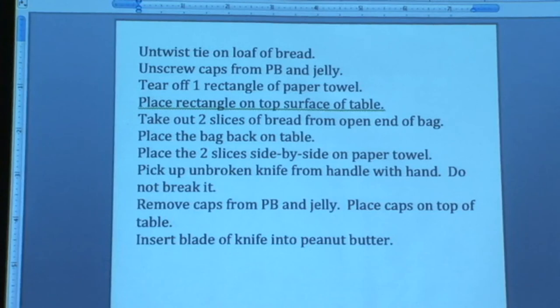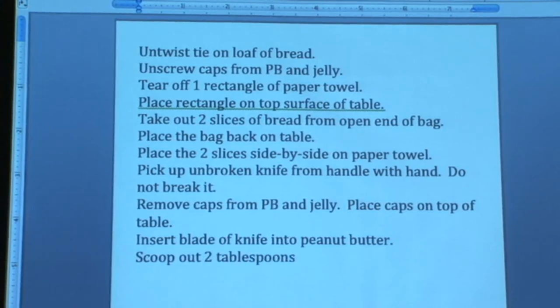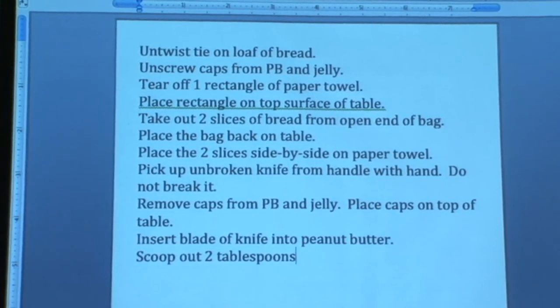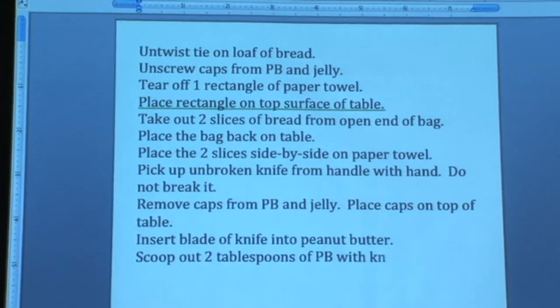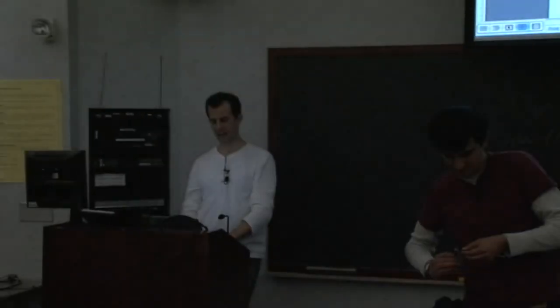Insert blade of knife into peanut butter. What do you want to do? Scoop out. All right, we want to assume that you know what scoop means. Tablespoons with knife. Two tablespoons of peanut butter. With knife. All right, that's pretty good. Next. Spread. Oh, come on. It never works out well when you say it so succinctly. Okay, spread peanut butter on one side. Okay, good. Top side of bread? One slice.